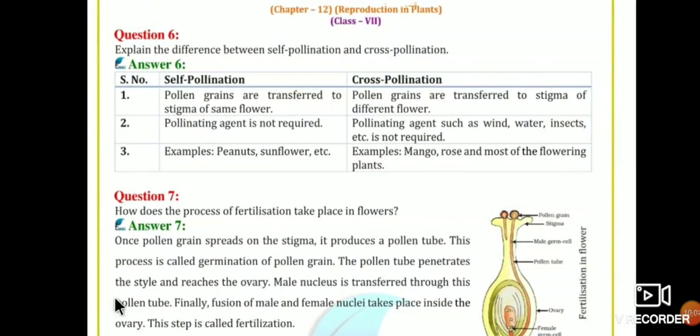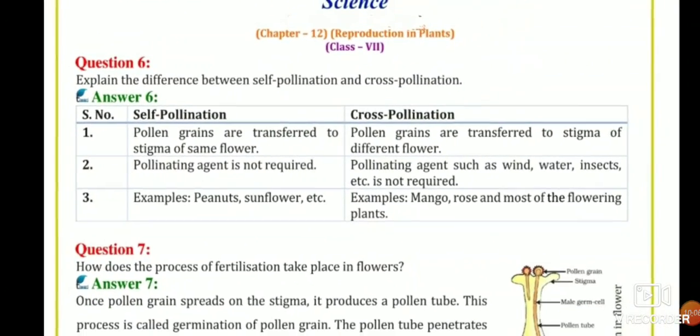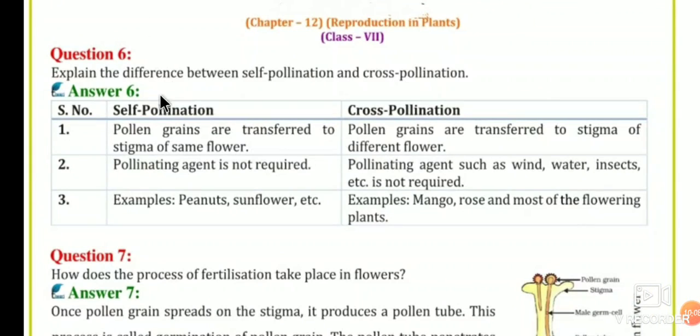So dear students, this concept, explain the difference between self pollination and cross pollination, will continue for your 8th and 9th also. In the 10th there will be one concept, so you should learn it here only. Explain the difference between self pollination and cross pollination. In self pollination, pollen grains are transferred to the stigma of the same flower.